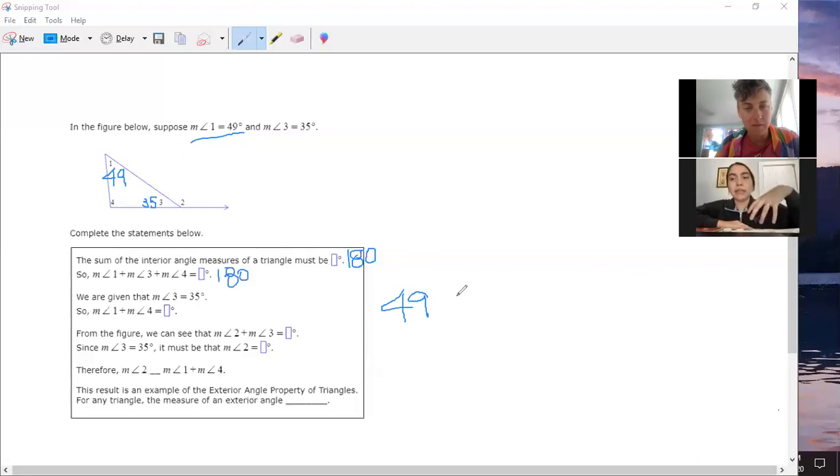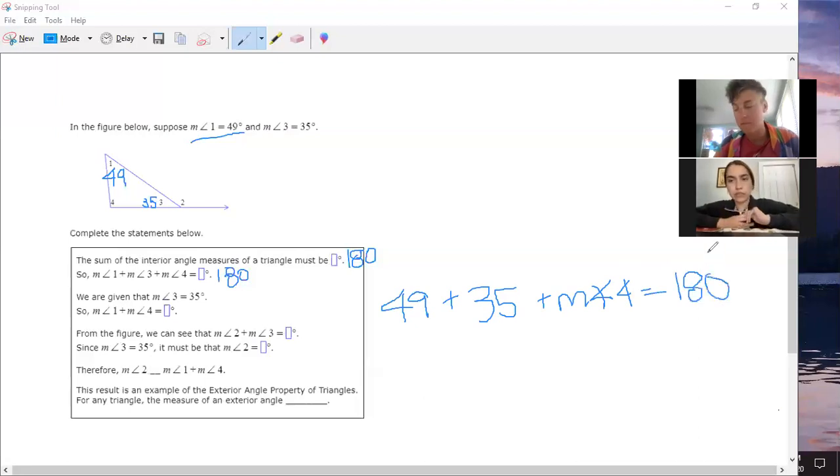And where am I getting this x? This x is just in place of the measure of angle 4, since we have not gotten an angle measure for it yet. And then you would just set it equal to 180. So you would solve for this algebraically. You would add 49 and 35 and then subtract that total from 180 to get the final angle measure for angle 4.